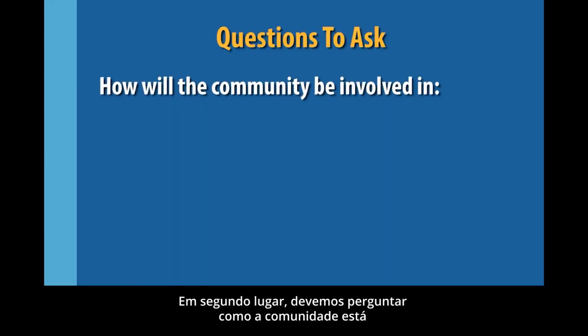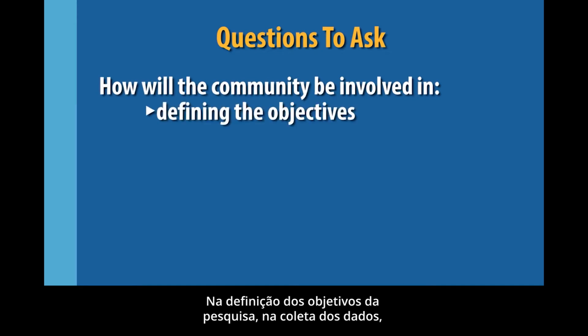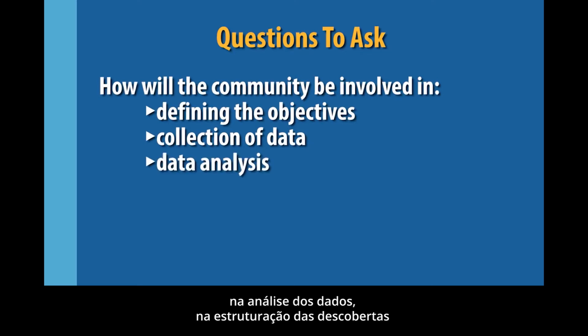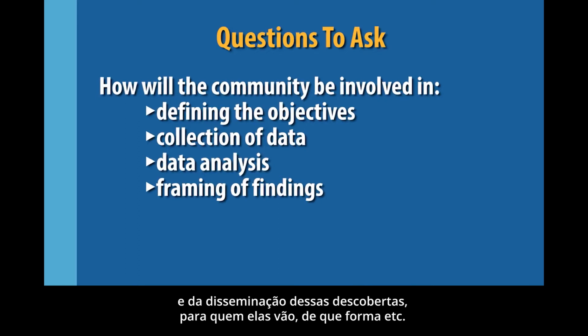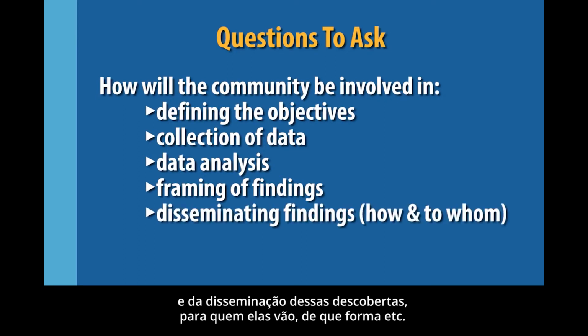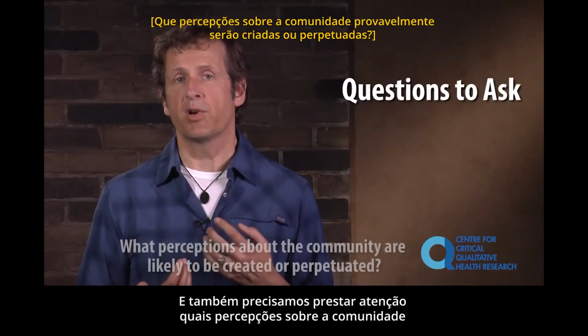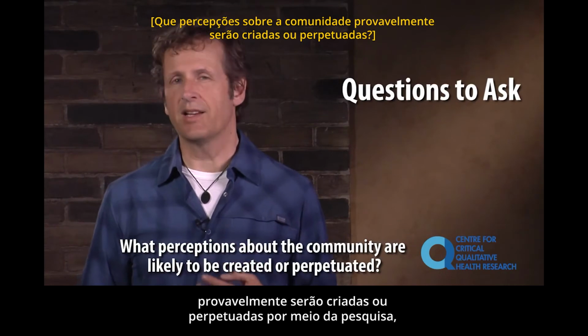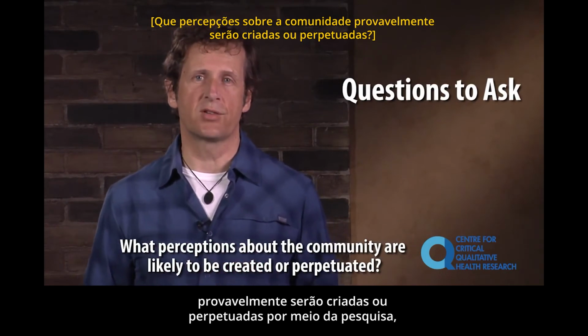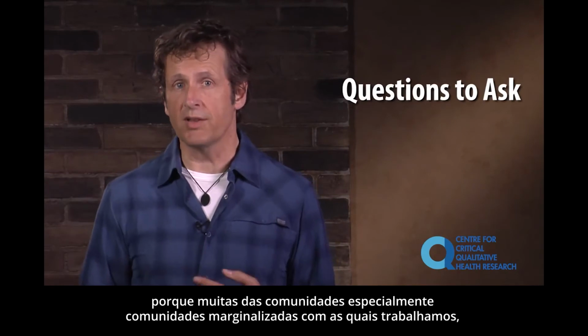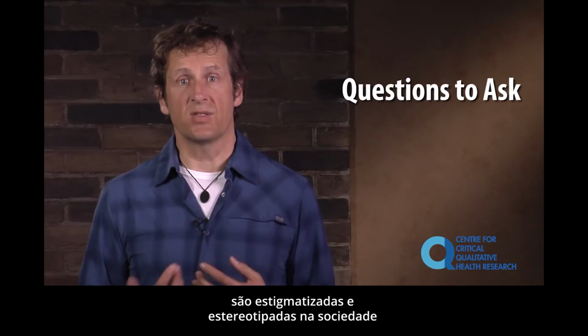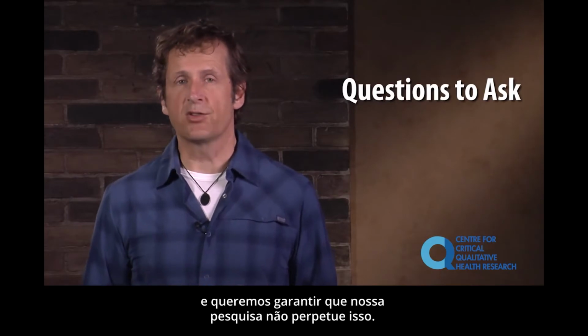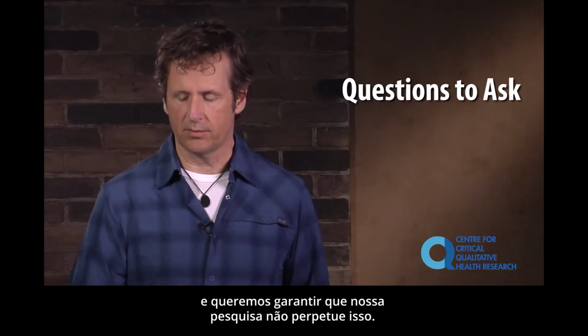Secondly, we have to ask, how is the community involved in each of the various phases of the work? In defining the objectives of the research, in collecting the data, in the analysis of the data, in the framing of the findings, and in disseminating those findings, so who they go to, in what form, etc. And also we need to pay attention to what perceptions about the community are likely to be created or perpetuated through the research. Because many of the communities, especially marginalized communities that we work with, are stigmatized and stereotyped in society, and we want to make sure that our research doesn't perpetuate that.